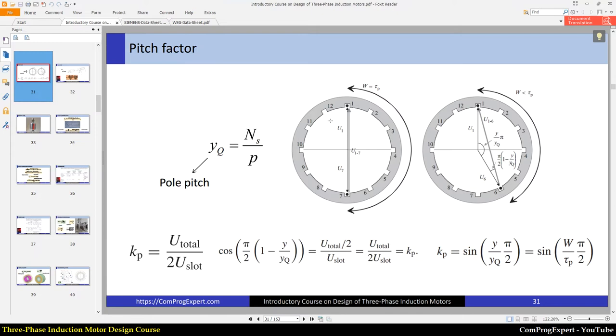So instead of full pitch winding, you can reduce the angle. So you can do short pitching to reduce the harmonics in the induced voltage. So the pitch factor is defined as the vector summation divided by the scalar summation. So U total is this one, this vector summation, and the scalar summation is 2 times the slot induced voltage, U slot, in 1 or 7. So again, you can use the same logic and calculate the pitch factor.